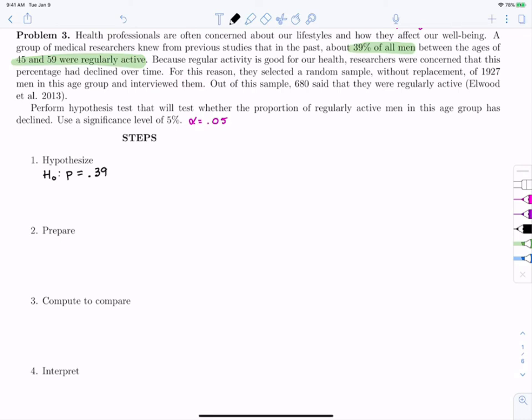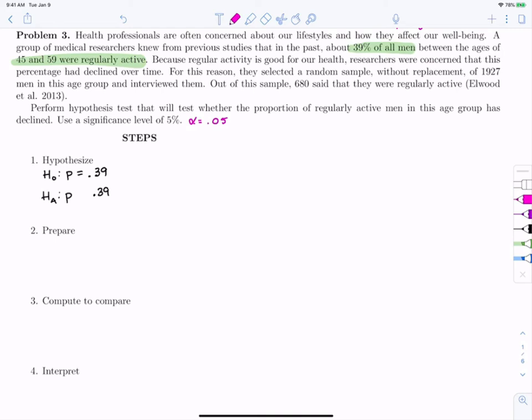Okay. So our alternative hypothesis, I know right off the bat that I'm still going to be using p and I'm still going to be using 0.39 because those values don't change. My only choice is what symbol am I going to put in the middle here. And my options are a not equal to sign, a less than sign, or a greater than sign. Okay? And I have to decide that based on the language of the problem.